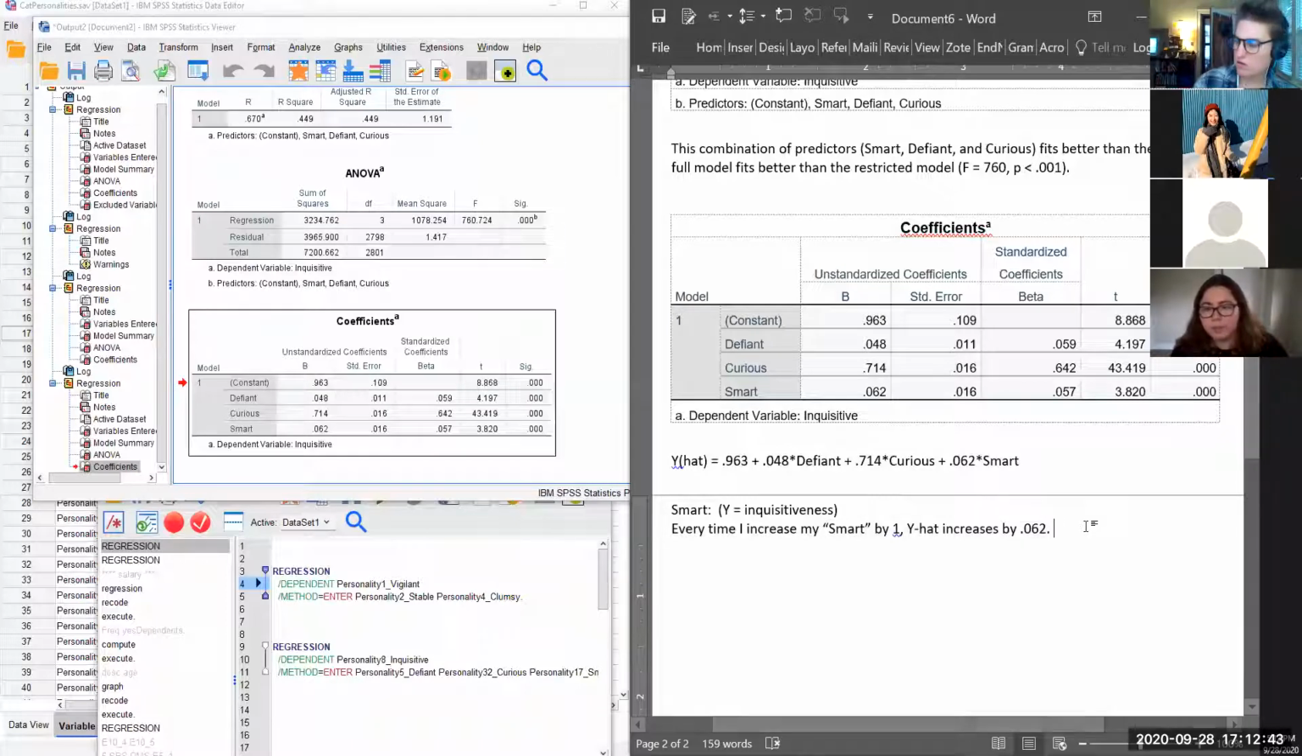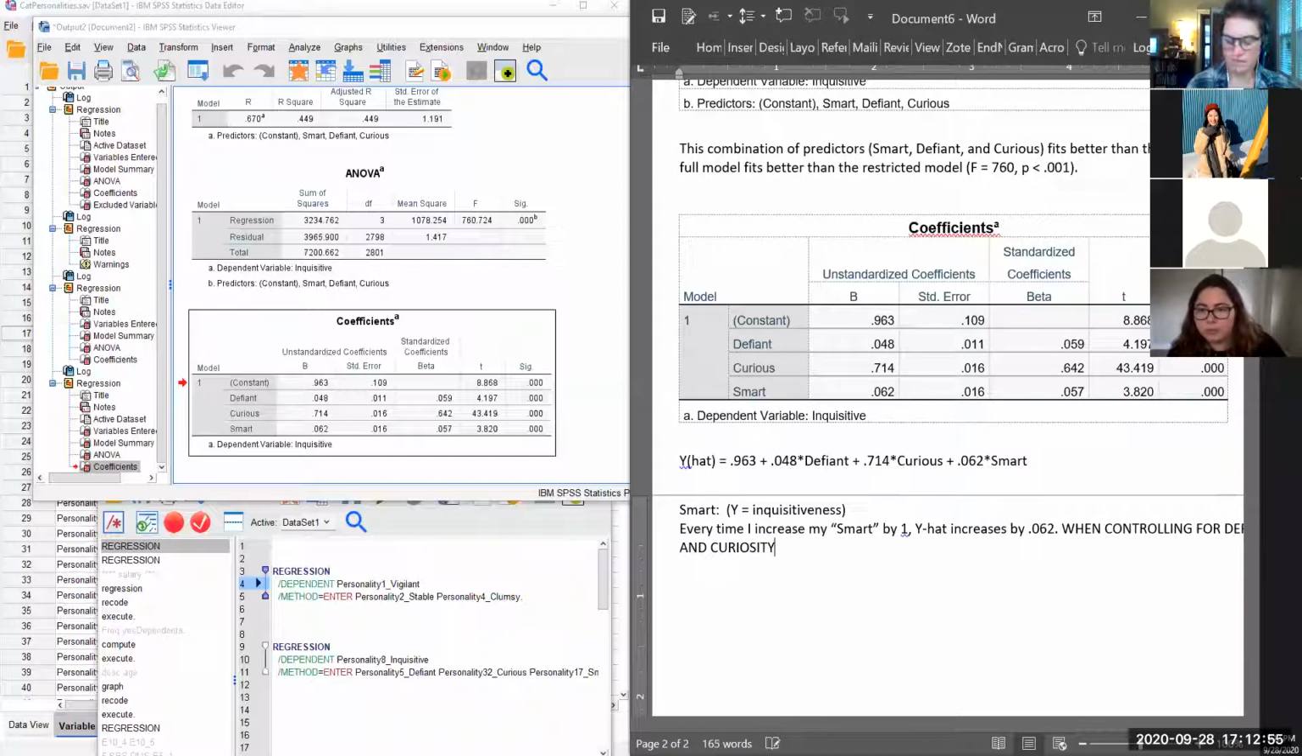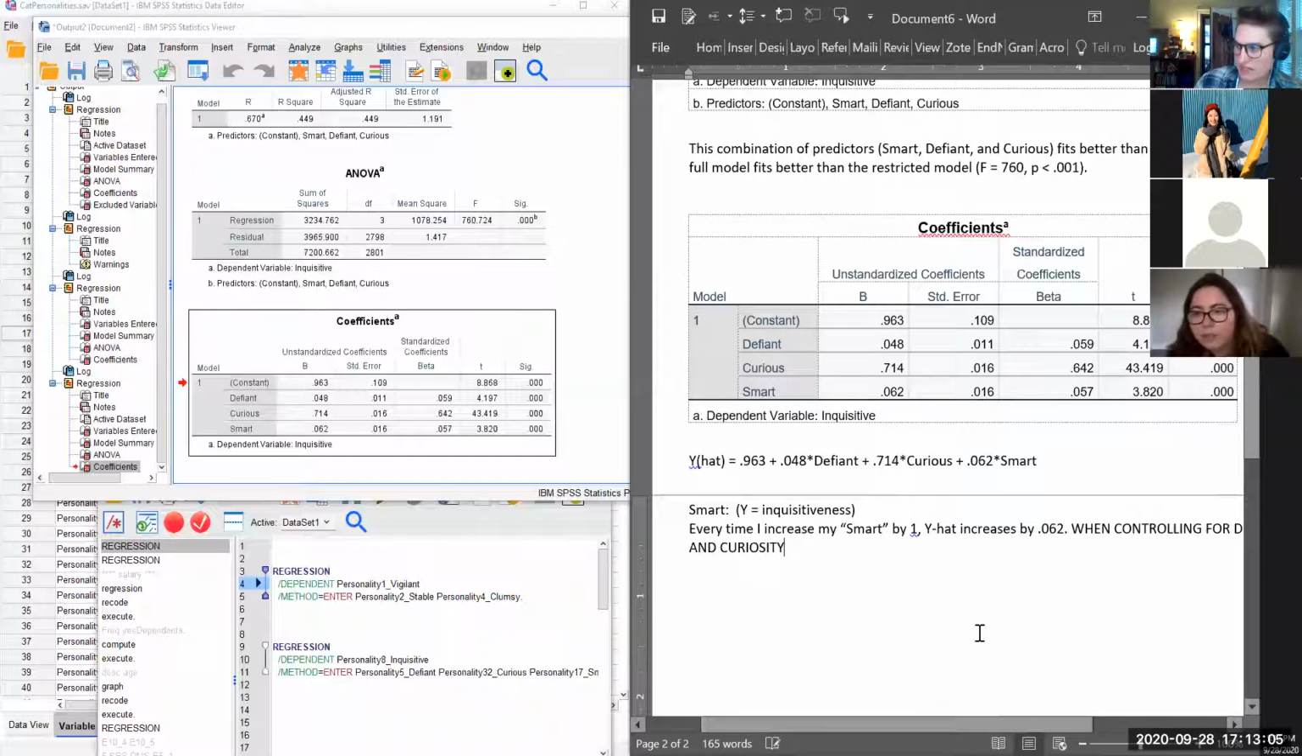Wouldn't we have to say when controlling for defiance and curiosity? Yep. When controlling for defiance and curiosity. Yep, that's exactly it.